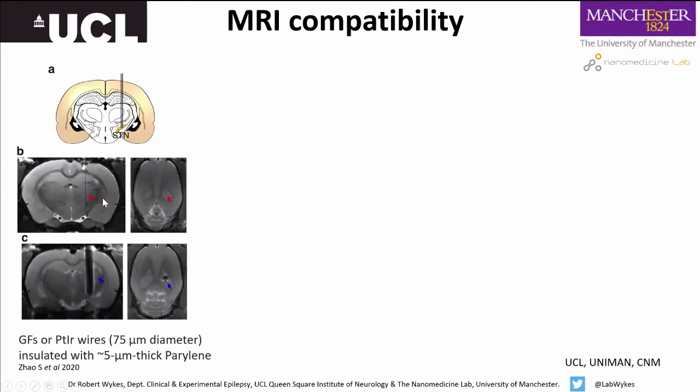So this is an example from other people's literature, where if you take just a graphene fiber, that's 75 microns in diameter, and a platinum iridium wire, which is 75 microns in diameter, and you put this into an animal, put it in the MRI scan, this is what you see with a graphene fiber. This is what you see with a platinum iridium strip. You have massive artifact and shadow completely obscuring the area of the tissue where you're most interested in, where you think the seizures are coming from. And this is a continuous graphene fiber.